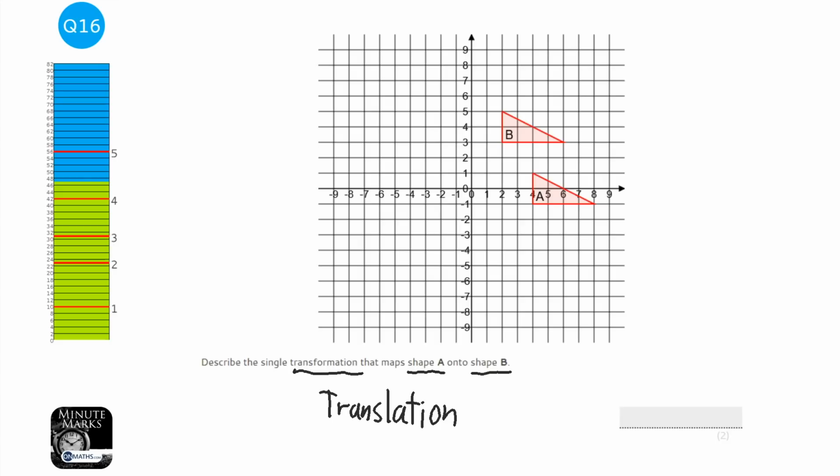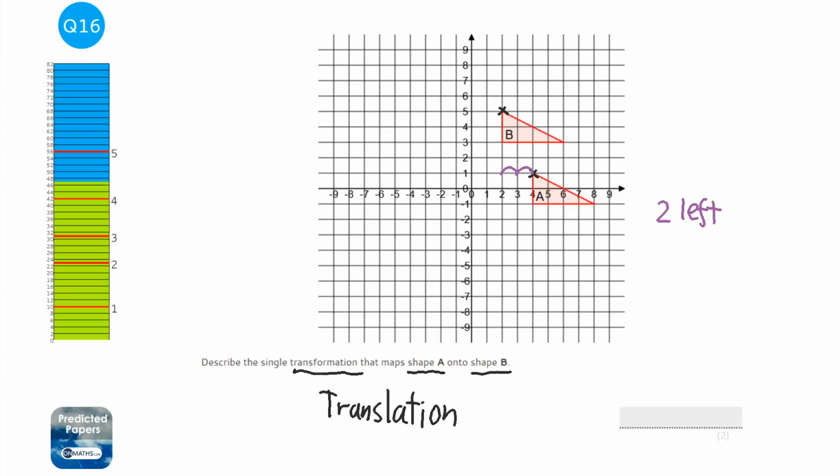Now, with translations, to describe them, pick the same point on both shapes. I always pick the top left if it's available. Then, what we want to do is work out how far left or right I have to go from A to get in line with B. And I do this with jumps. And the reason we do this with jumps is I never get the wrong answer when I do jumps. So, 1, 2. I need to go 2 left.